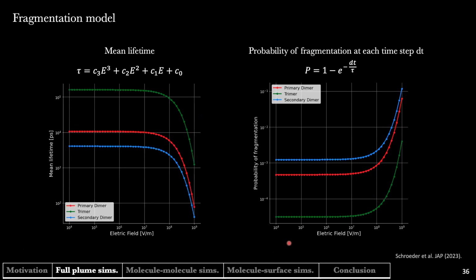And then we have a fragmentation model provided by Schroeder et al. And this paper gives the probability of fragmentation at each time step dt as an exponential decay that is given by this equation here, where dt is the time step and tau is the mean lifetime. And the mean lifetime is given as a polynomial of the magnitude of the electric field. And the coefficients of this polynomial depend on the type of species. So we have here the coefficients for primary dimers, trimers, and secondary dimers. And then when we get the mean lifetime, we can compute the probability of fragmentation for each species.